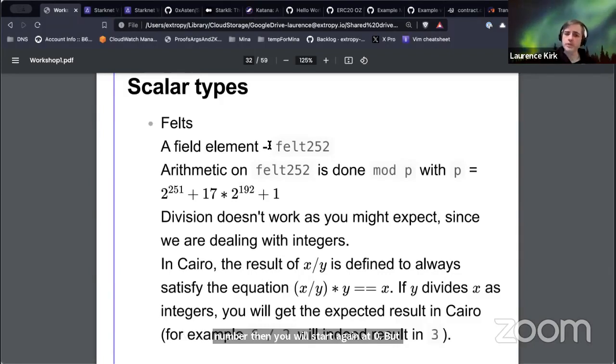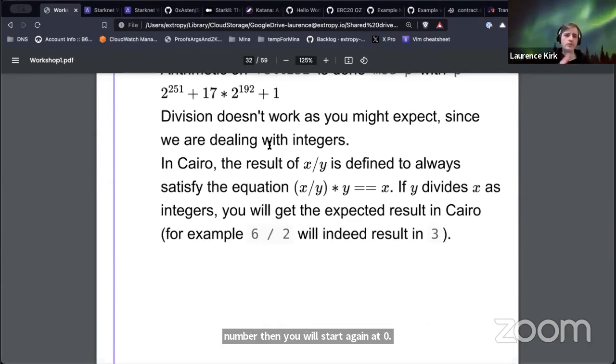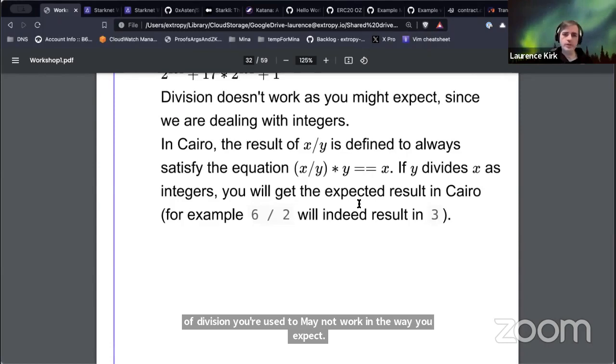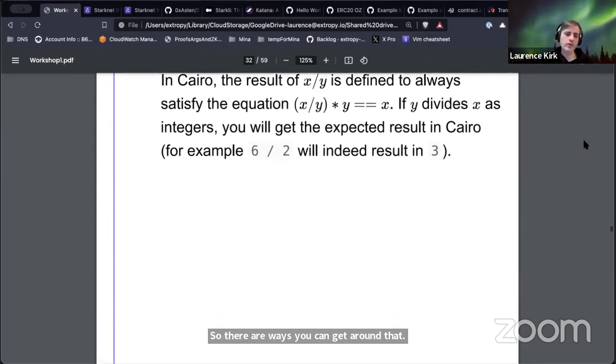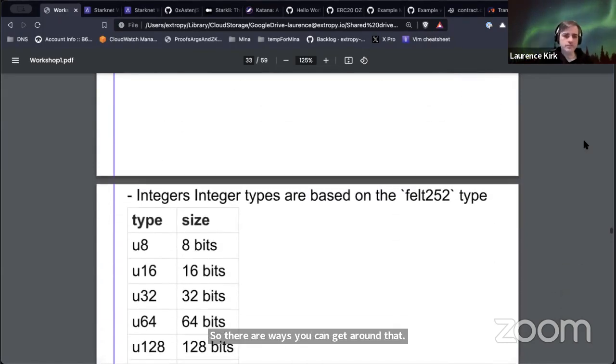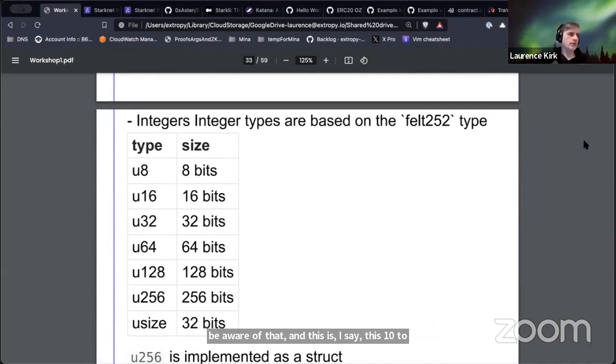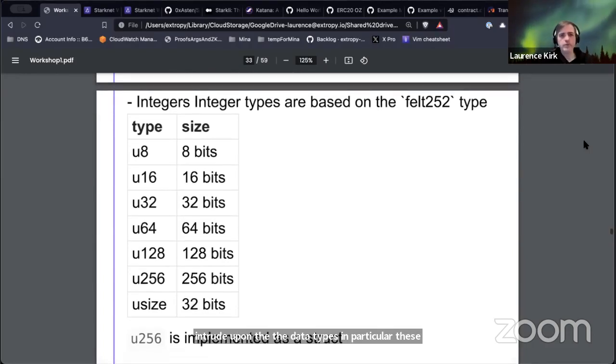But then division can work quite differently. So the everyday kind of division you're used to may not work in the way you expect. There are ways you can get around that, but just be aware of it. And this tends to intrude upon the data types in particular, these odd features that you have to put up with.